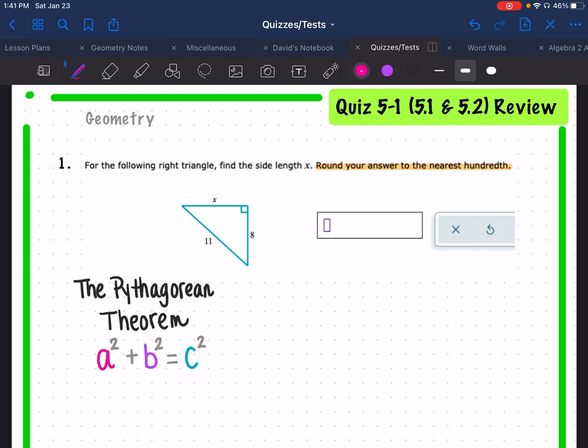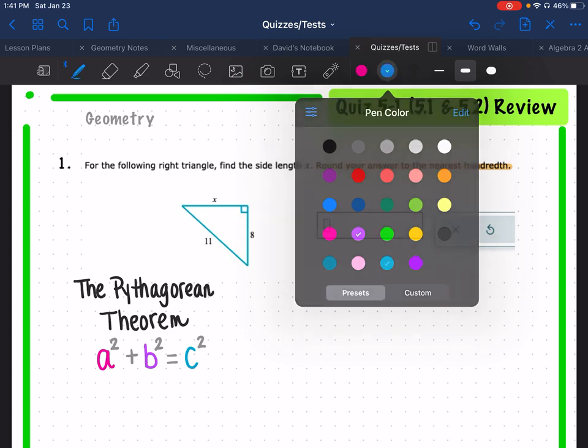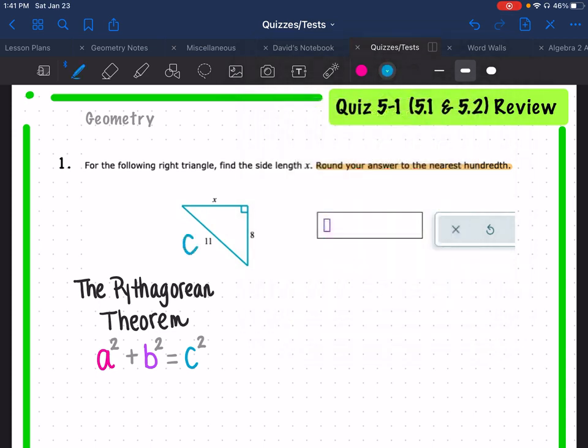Because we have a right triangle, we're going to go ahead and use the Pythagorean theorem. So remember, the most important part of the Pythagorean theorem is the C. C is your hypotenuse. So you need to make sure that you find and label C first. Remember, C is the side that does not contain the 90 degrees. So right here, this is my hypotenuse, and I'm going to label it C. Okay, so there's my C.